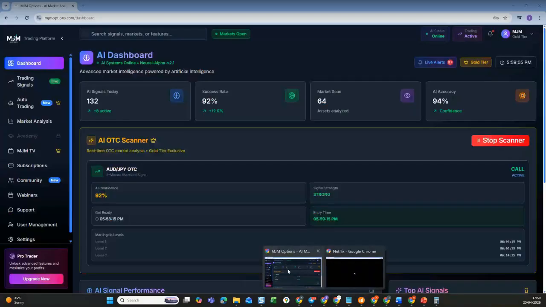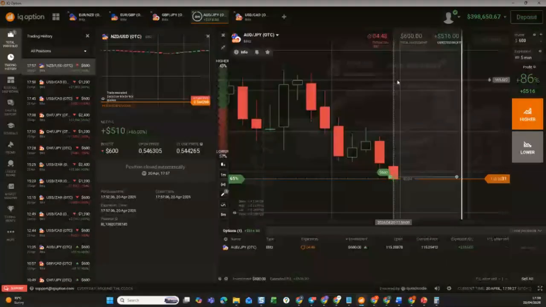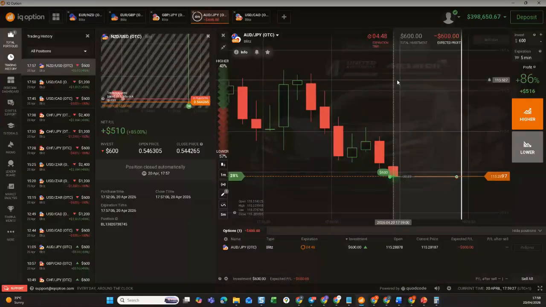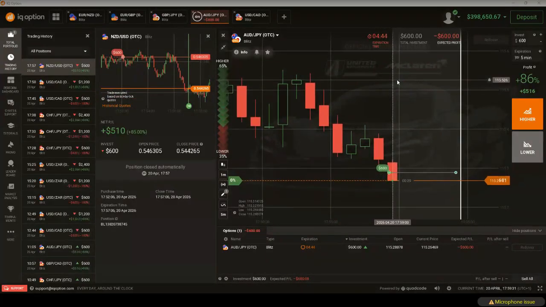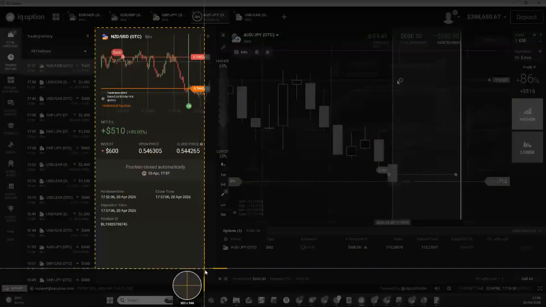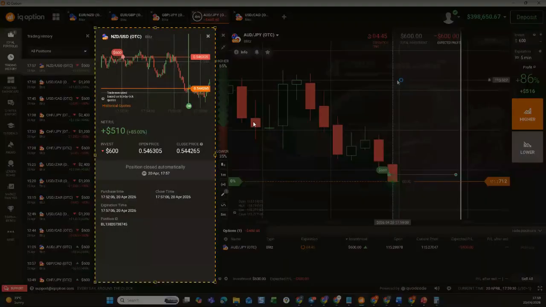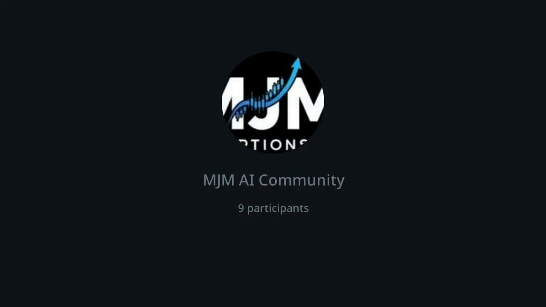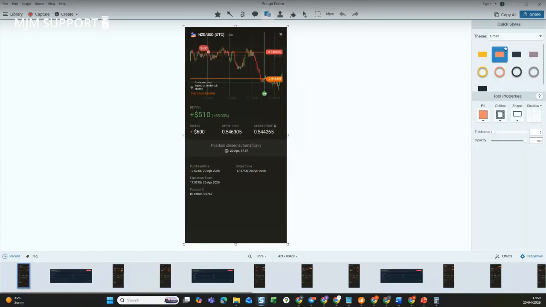Now, I won a trade earlier on NZDUSD. So let's do a screenshot and screen grab of it. Okay, so we have this one. Let's keep going.